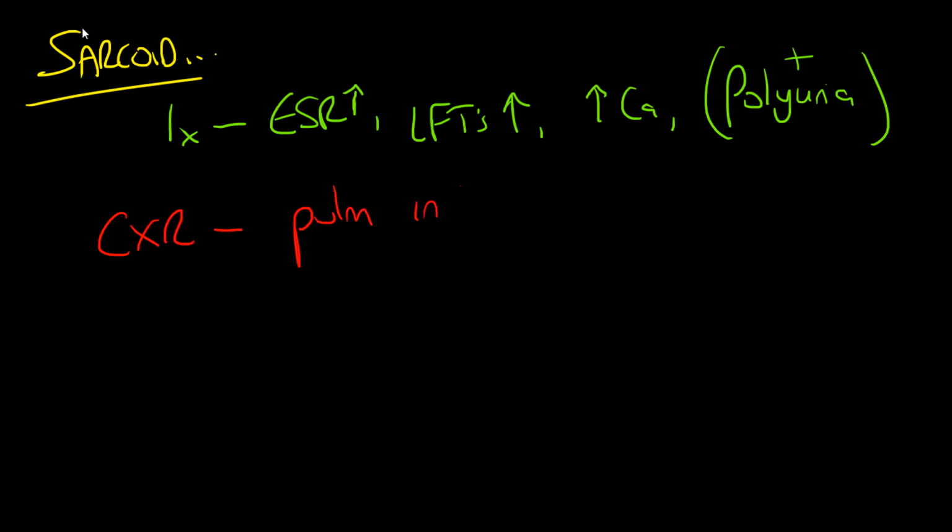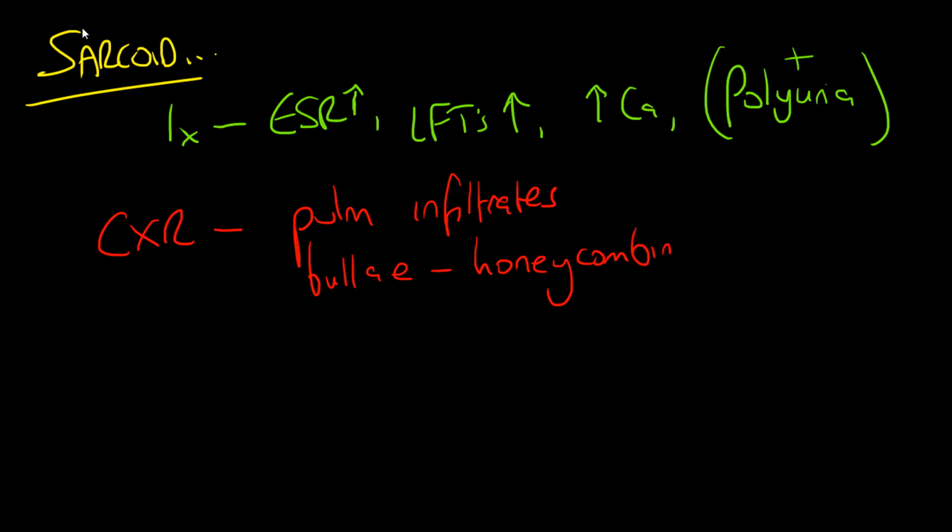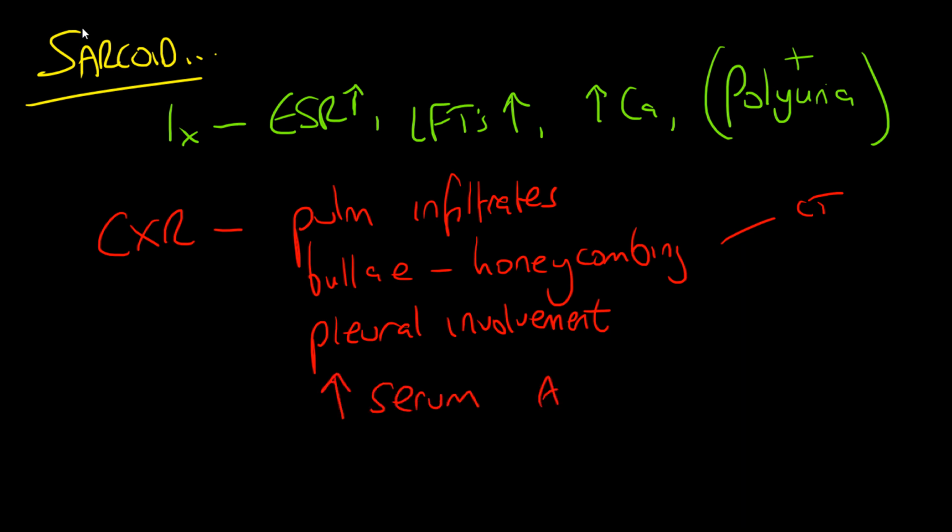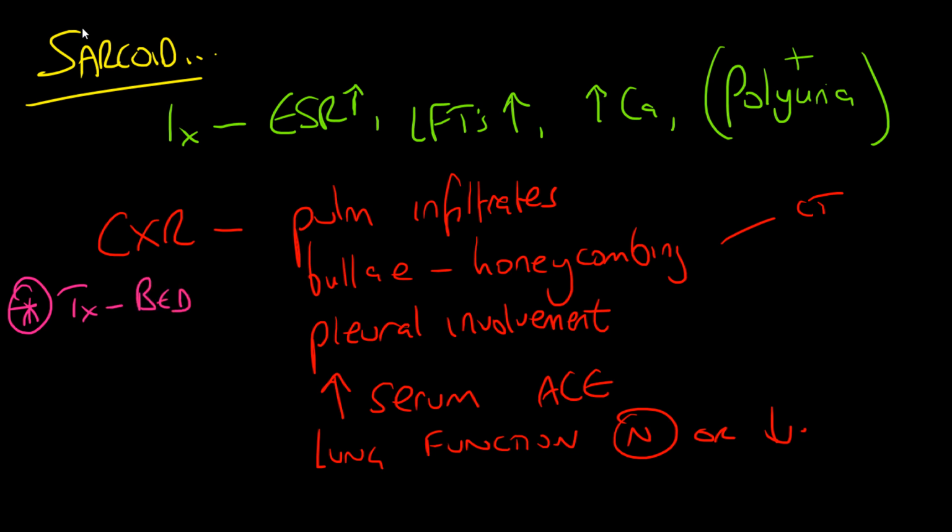Polyuria. On chest x-ray they might have pulmonary infiltrates, bullae and honeycombing on CT, pleural involvement, a high serum ACE level, angiotensin converting enzyme level, and pulmonary function tests would be normal or decreased. Treatment for this patient, as we've already said, would be bed rest, non-steroidal anti-inflammatory drugs, steroids like prednisolone, and then on to things like methotrexate and azathioprine, etc.